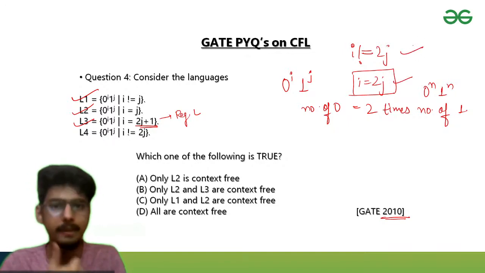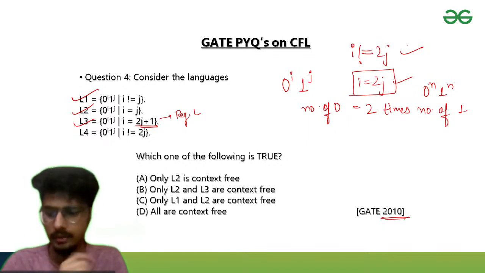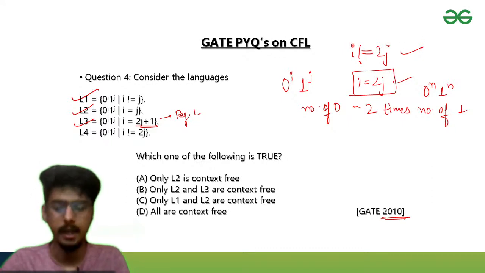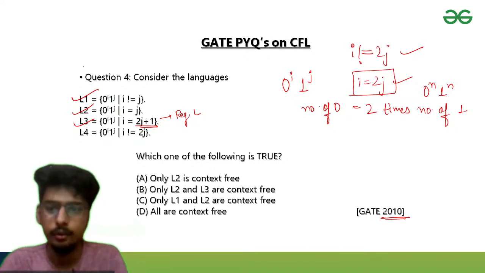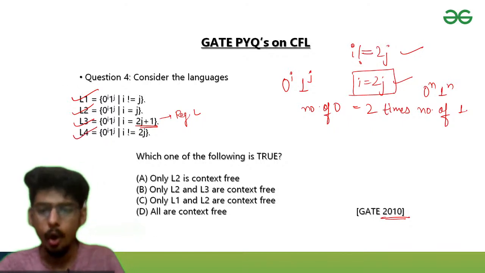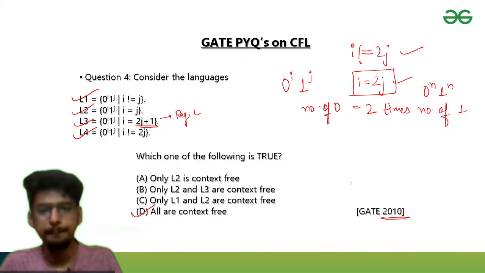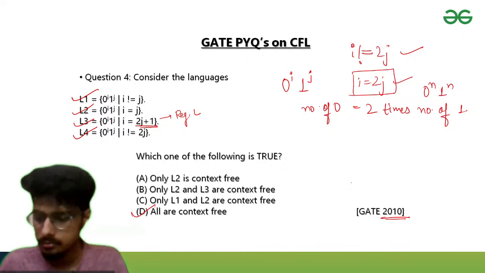So it is the same for i not equal to 2j. You again have to make one comparison only: you will see the number of 0s, then you will see the number of 1s, and you will simply compare them, right? So L4 is also a context free language, and therefore all are context free. D will be the correct answer. Okay, so I hope you got it.